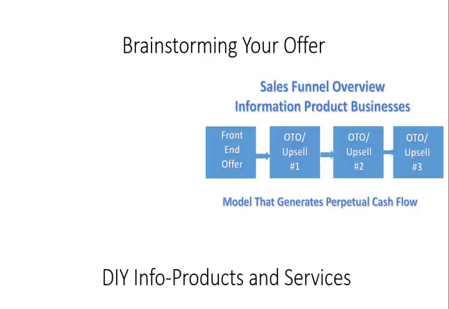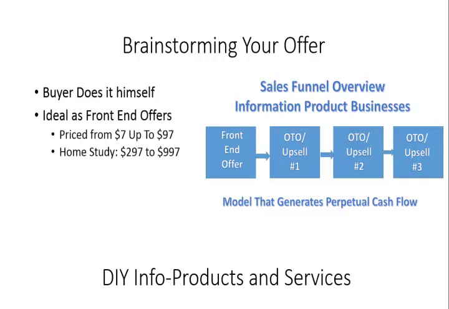Now, in terms of the do-it-yourself offer, or DIY, the buyer does it all themselves. They're going to get your info product, and then they're going to watch the videos, go through your documents or your PDF or listen to the audios, and then they're going to execute whatever the information tells them in order to get the result they want. So these are ideal as front-end offers. You can price them anywhere from $7 up to $97. If you're going to be offering a home study course, you can offer anything from $297 to $997.